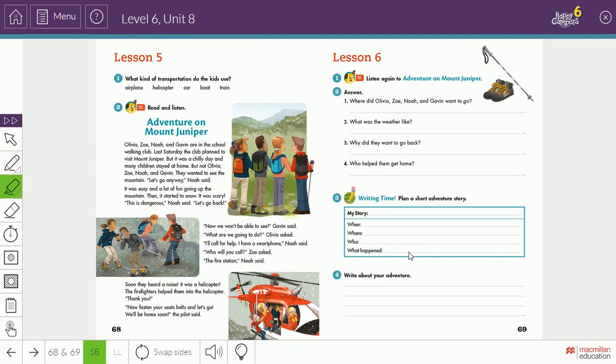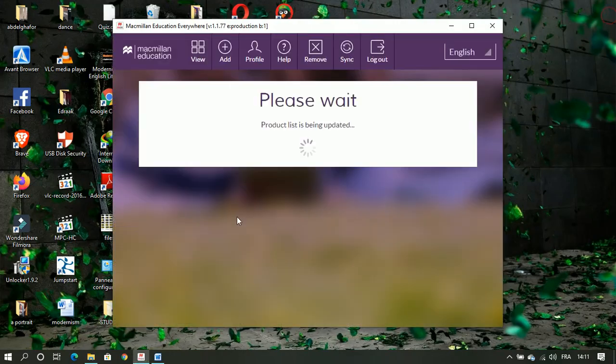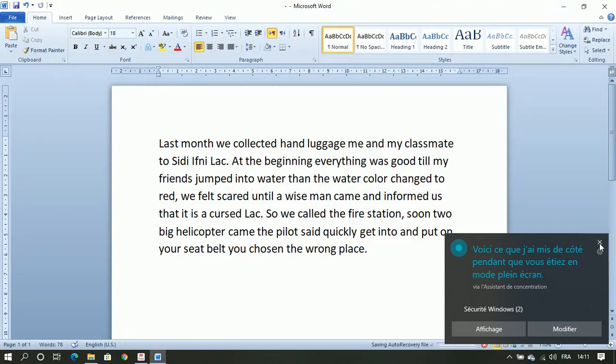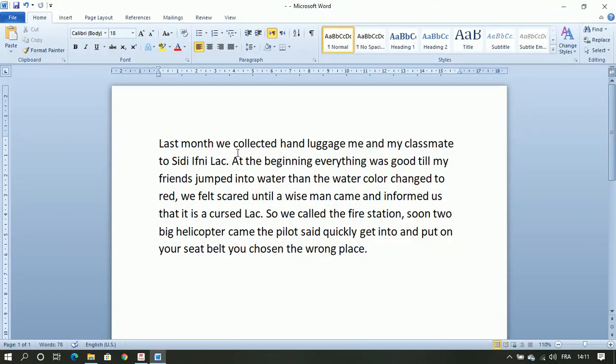When you finish these things, I want you to make it as a paragraph, to order your events in a paragraph. Write about your adventure. I will show you an example of this. Last month, we collected hand luggage, me and my classmate, to see the Infinity Lake.